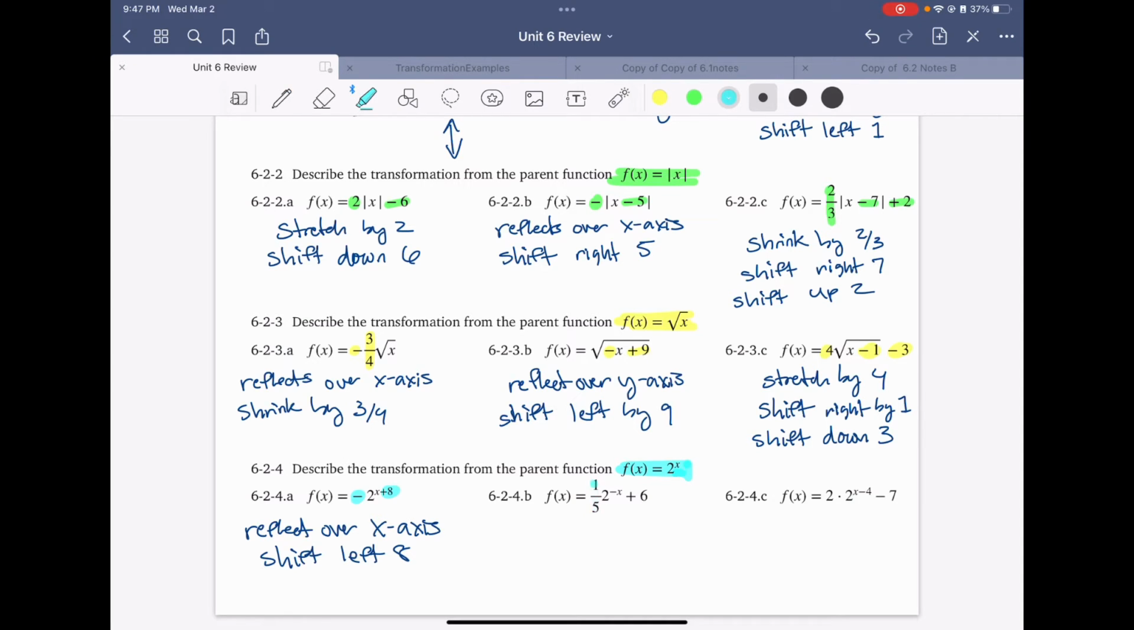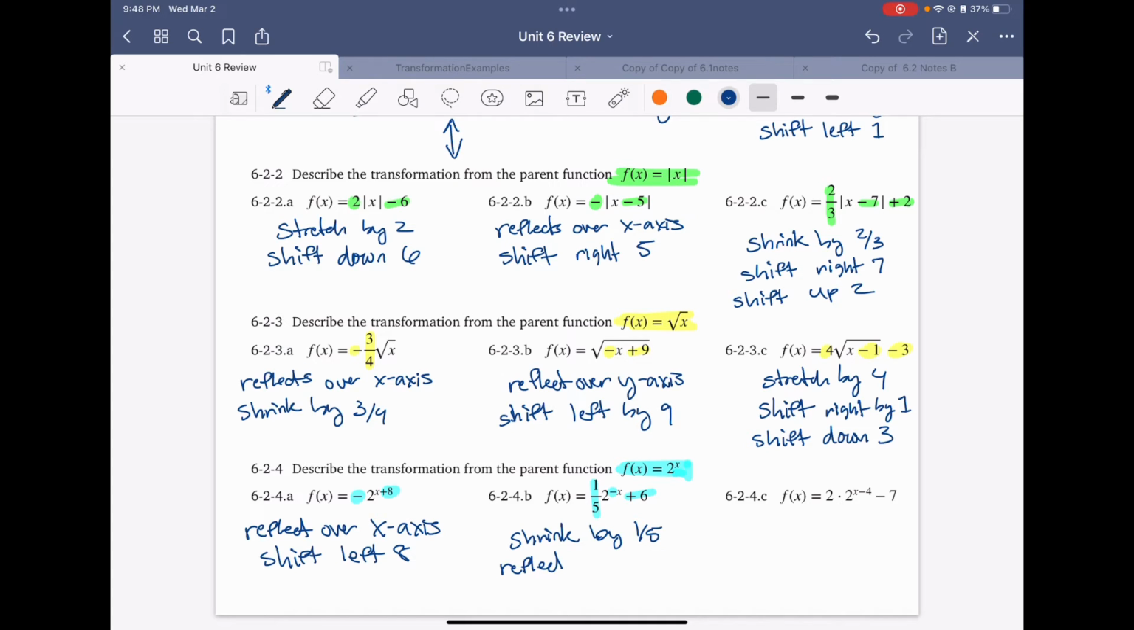All right, next one, the things that are different. I have this 1/5 in front. So this 1/5 is different than the 2. The 2's part of the equation, but the 1/5 is something in front that's being multiplied. I have a negative in that exponent space and a plus 6. So I have 3 things going on here. So first, that 1/5, it's a fraction, so it's going to shrink by 1/5.